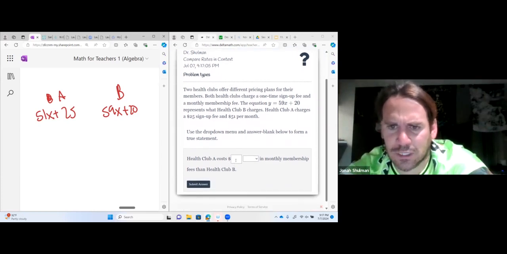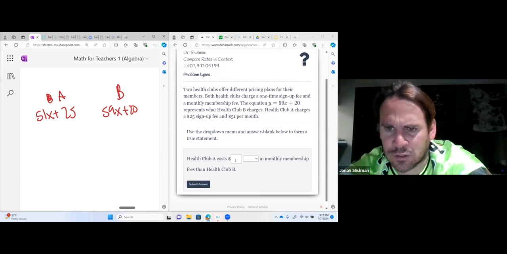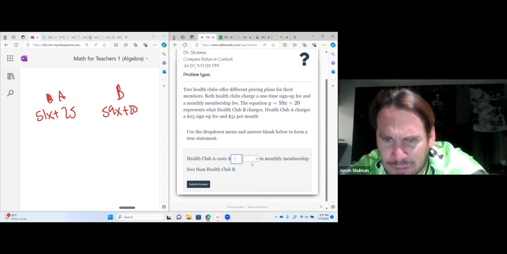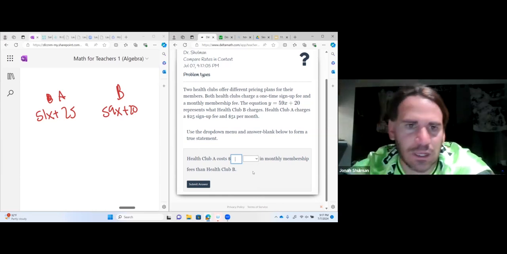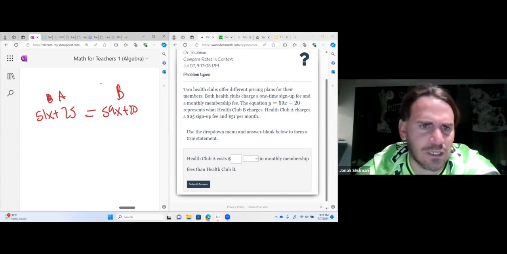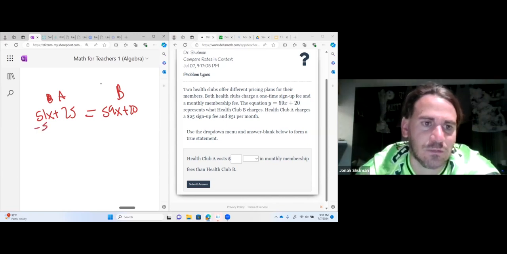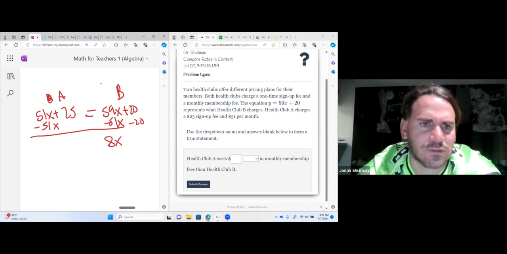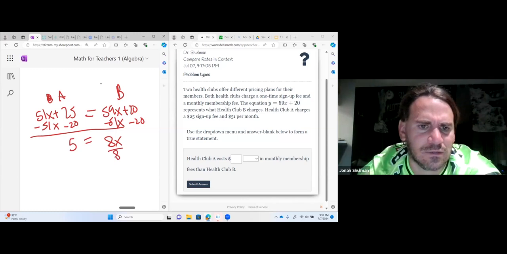All right, use the drop down menu. So Planet A cost blank in monthly membership fee. Oh, so I have to actually find what they're equal to, which is fine. We just want to know how much A is, right? So the first thing I'm going to do is I hate putting the x over here, but I'm going to have to for this problem because I don't want to make it negative and then flip it at the end. So it's 8x. I'm going to minus 20 to both sides. So I have 5, divide by 8, divide by 8. So what does x equal?